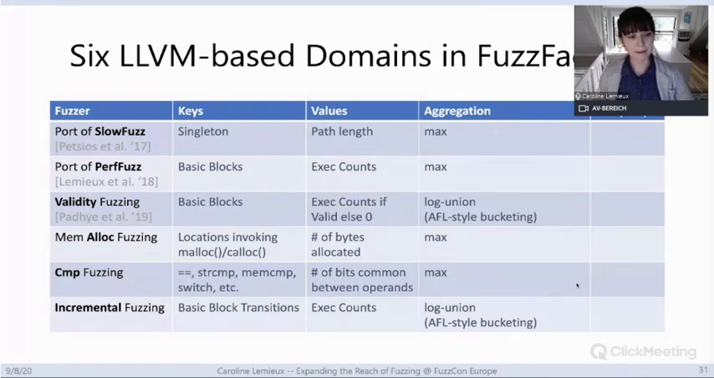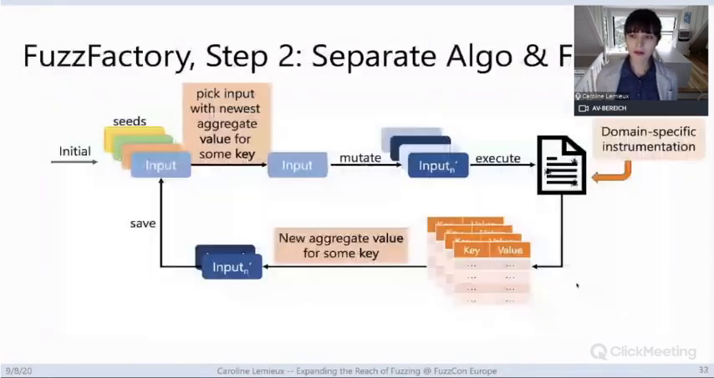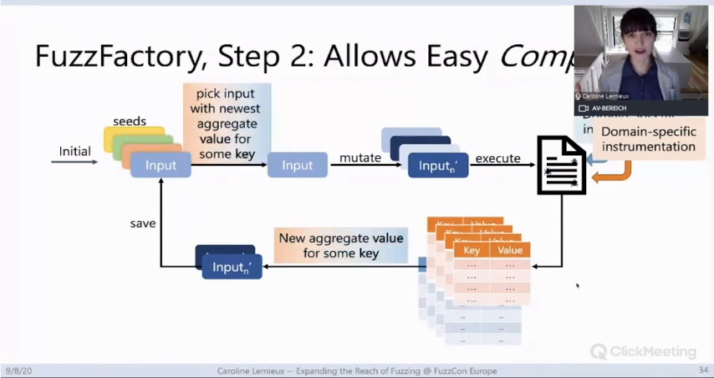The details of this table aren't too important, but the point is that we were typically able to do it in many fewer lines of code than if we had created all these fuzzers from scratch, having to build a whole new search algorithm as well as instrumentation. The other cool thing this enables is that since the algorithm is agnostic of these key value maps, you can just keep throwing more key value maps at it. So it's really easy to compose instrumentations together to get a more powerful fuzzer.